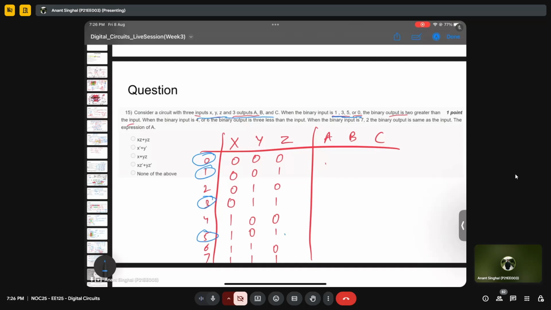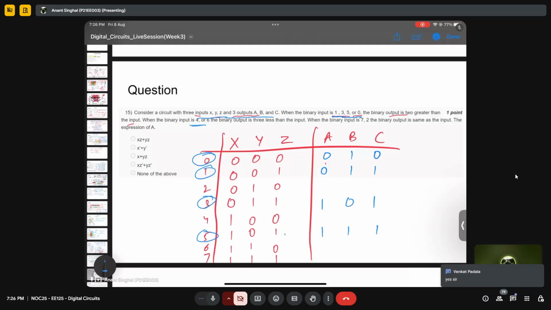So the output is 2 greater than the input. 0 is giving out the output of 2, right? 1 is giving out 3, I'm just adding 2 in every case. So 3 is giving out 5, and then 5 is giving out 7. Is it clear to everyone? Yes, sir.